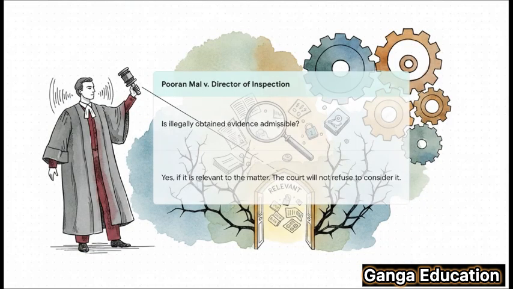This very principle was carried forward in the case of Puran Mal versus the Director of Inspection. Here, the question was direct. Can evidence obtained through an illegal search and seizure be admitted in court? The court's answer was a clear yes. If the evidence is relevant to the case, the court will consider it, regardless of any procedural flaws in the search. The court's focus is on the main case, not on conducting a separate trial about how the evidence was collected.